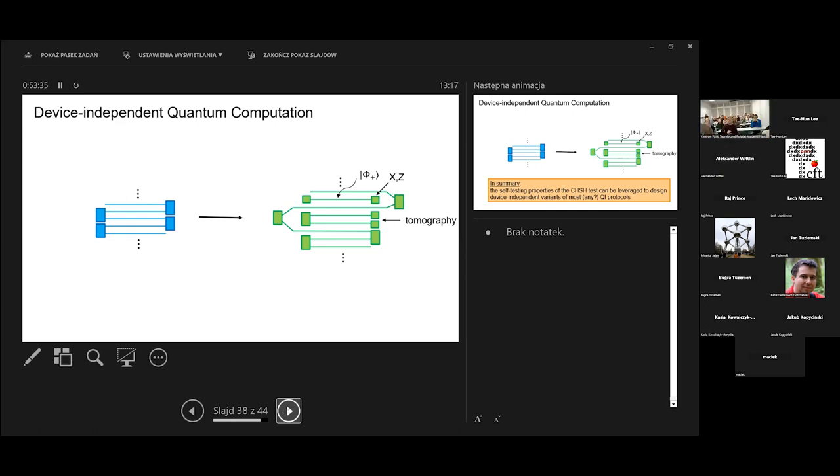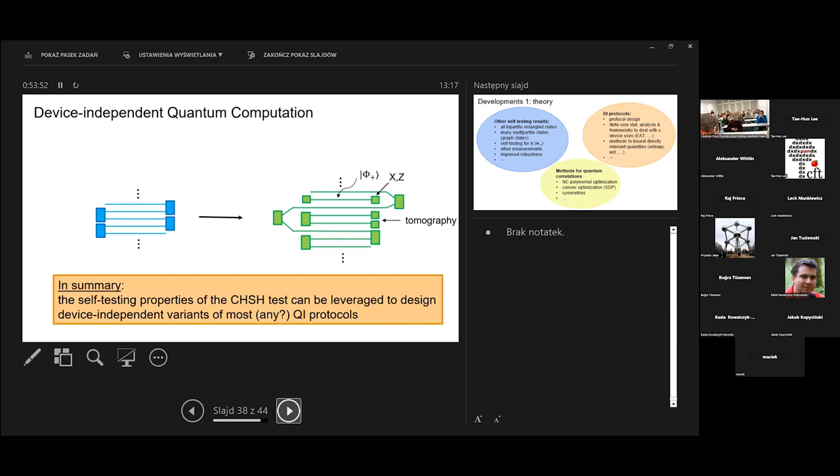Okay, so you can use self-testing to do randomness generation, quantum key distribution, quantum computation, and basically any quantum information task. So every time people found a quantum information protocol that would solve some task, people have been able to find a device-independent version. Okay, so as I said, this idea of device-independent testing happened around 2010.